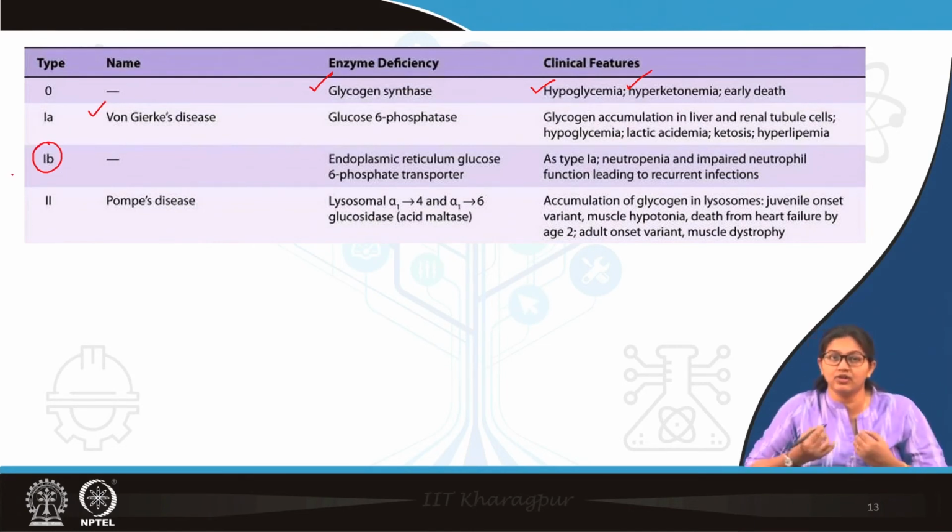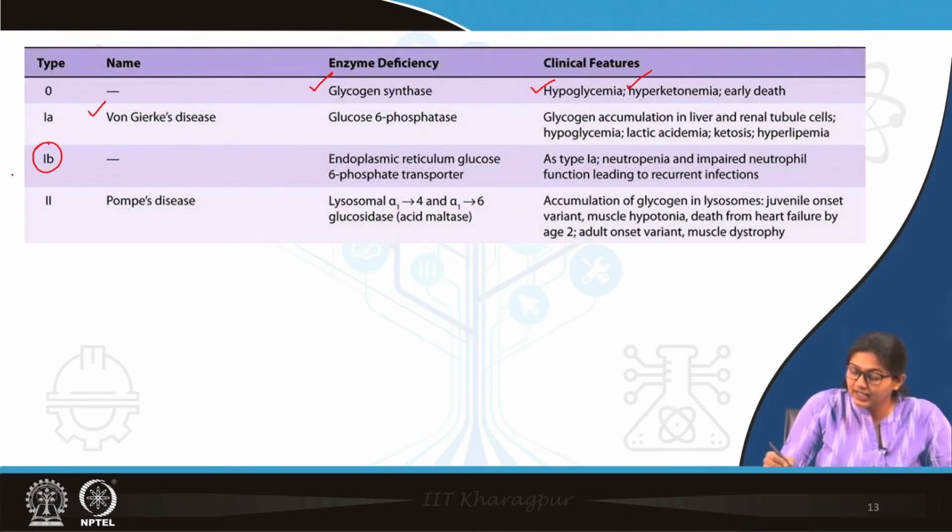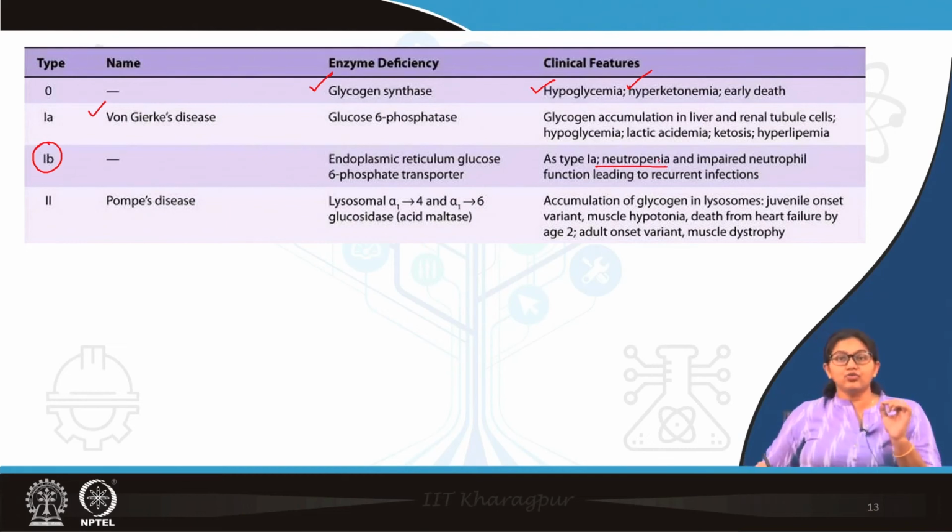Now remember once again, as I have told already, that type 1B manifests as neutropenia. Now neutropenia, neutrophil is basically dealing with our immunity. So whenever neutrophil function is hampered, in those cases there will be recurrent infections. So these patients manifest with recurrent infections.